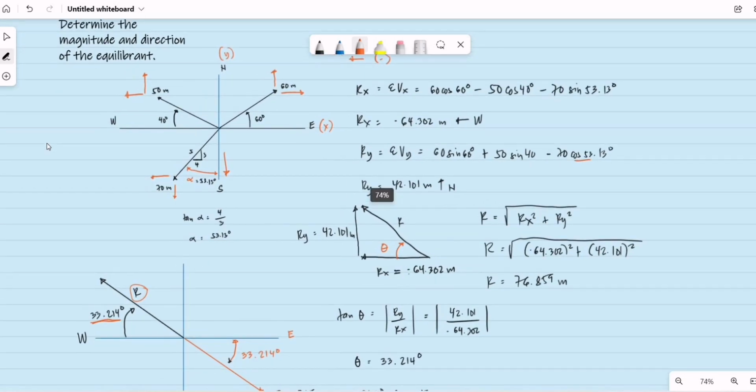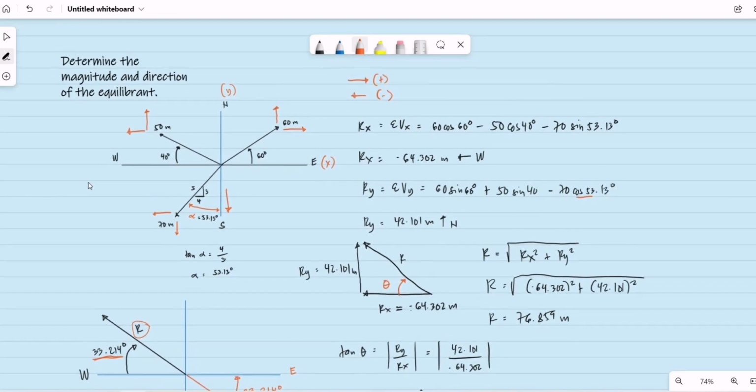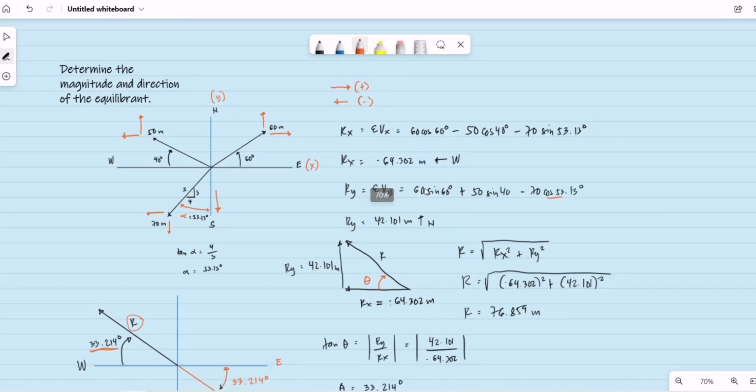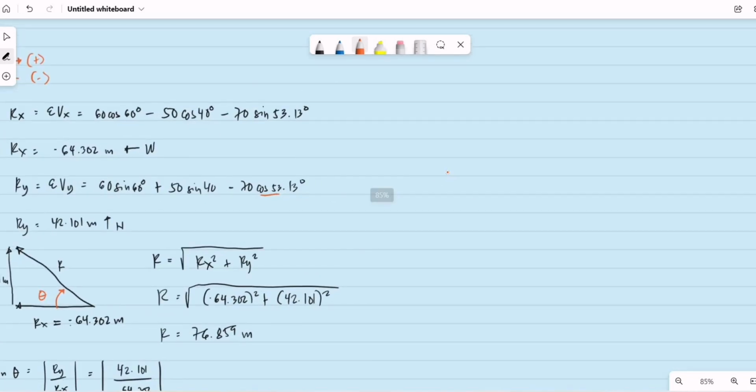Another way to solve this problem by component method is using the mode complex of our calculator. So let's say this will be our solution number 2.